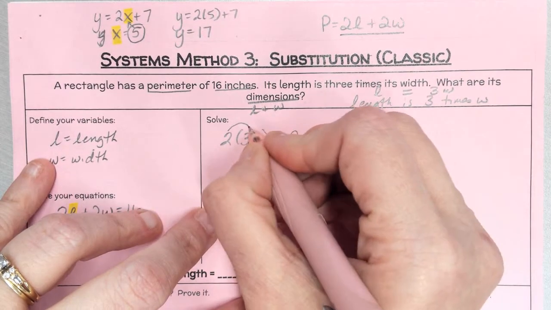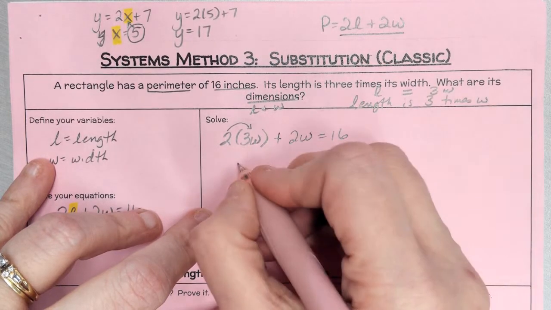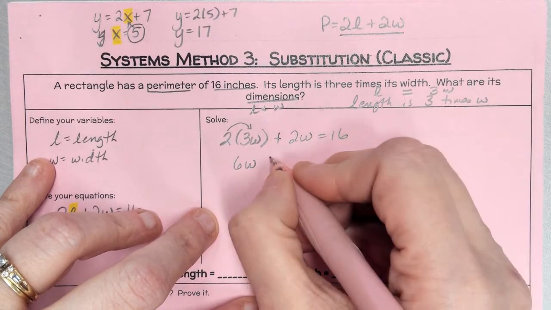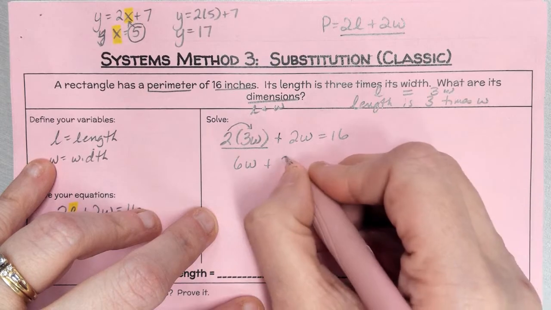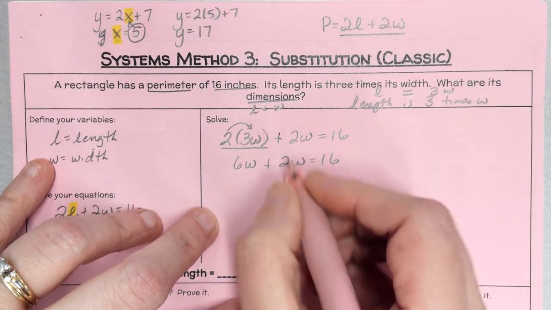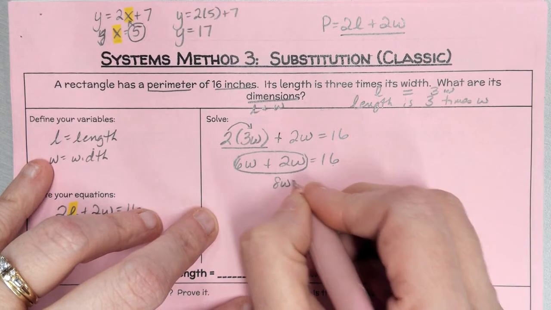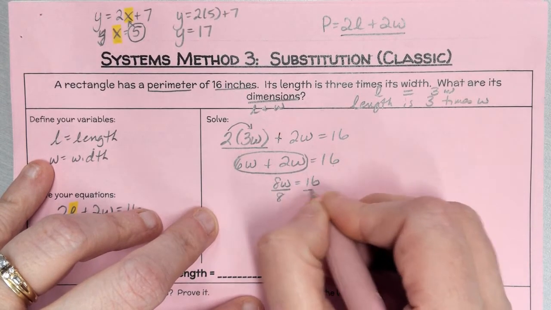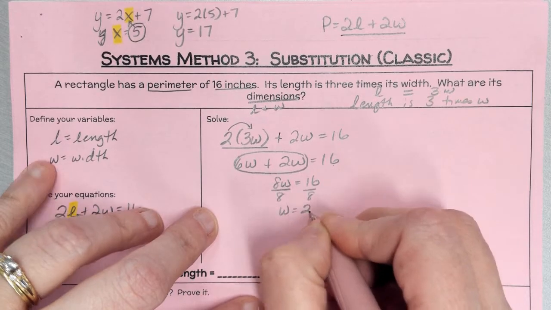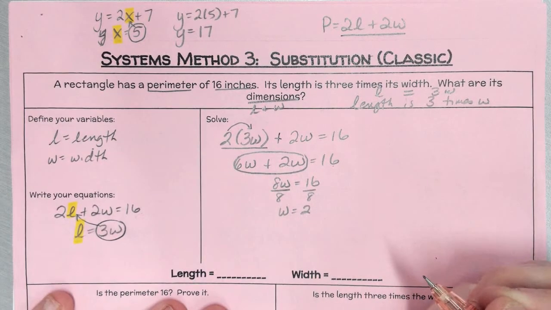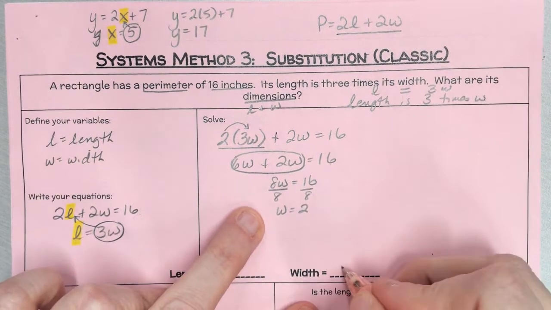So now I'm going to distribute this. So 2 times 3 is 6W, and then I keep writing. So I'm doing this part, plus 2W equals 16. Well, 6W plus 2W is 8W equals 16. And when I divide both sides by 8, I get W equals 2. So what does that mean? Well, W is 2, that's width.